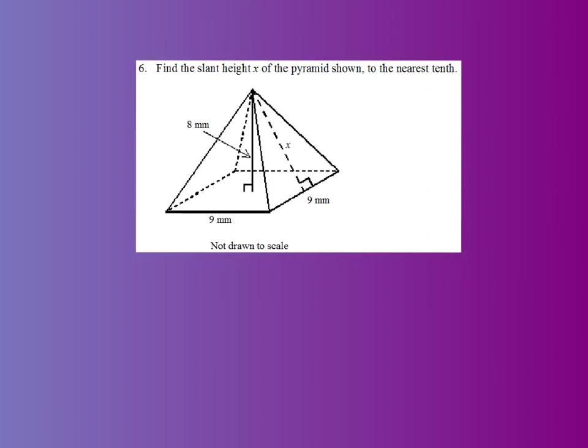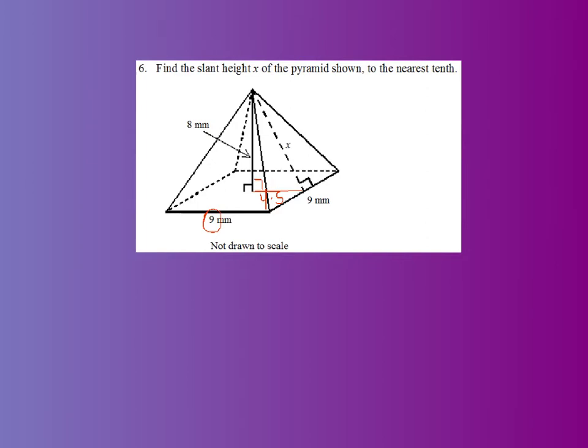Number 6 says find the slant height x of the pyramid shown, and we want it to the nearest tenth. Alright, well, as we can see here, we're given the height. We know this is the height because it creates this altitude, or this 90-degree angle, and it goes from the vertex to the center. And then we want to figure out what the slant height is. Well, what you want to do is create this 90-degree triangle. So you want to draw this line over, and we're going to use the Pythagorean theorem. So if I know the whole thing is 9, then half of it is going to be 4.5 over here. I want to solve for x.